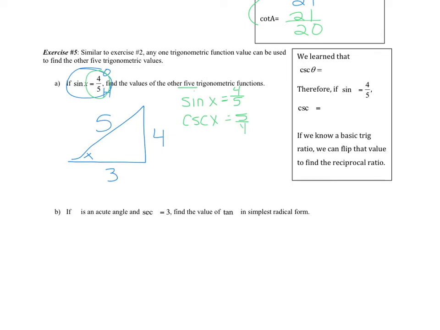And then cosine of x equals 3/5, so secant of x is 5/3. And lastly, tangent of x, opposite over adjacent, is 4/3. So cotangent of x is 3/4. So why don't you pause the video and go ahead and try B.